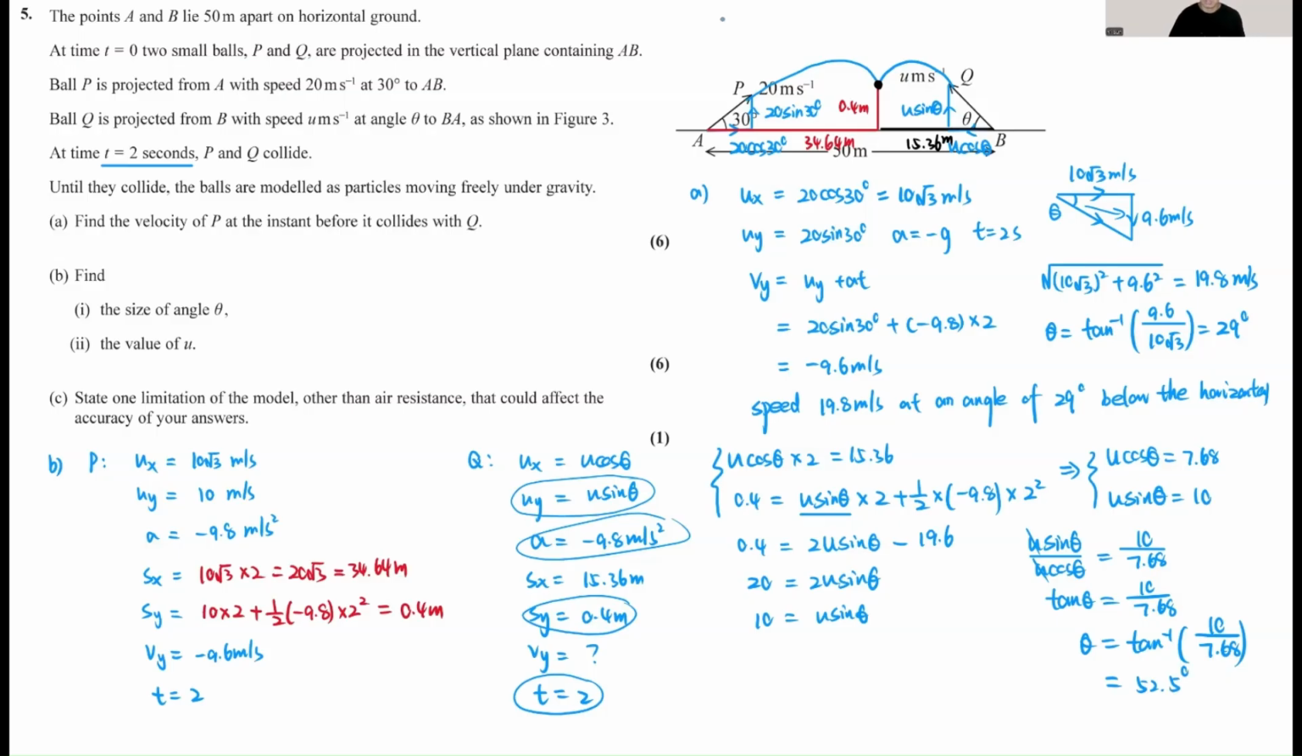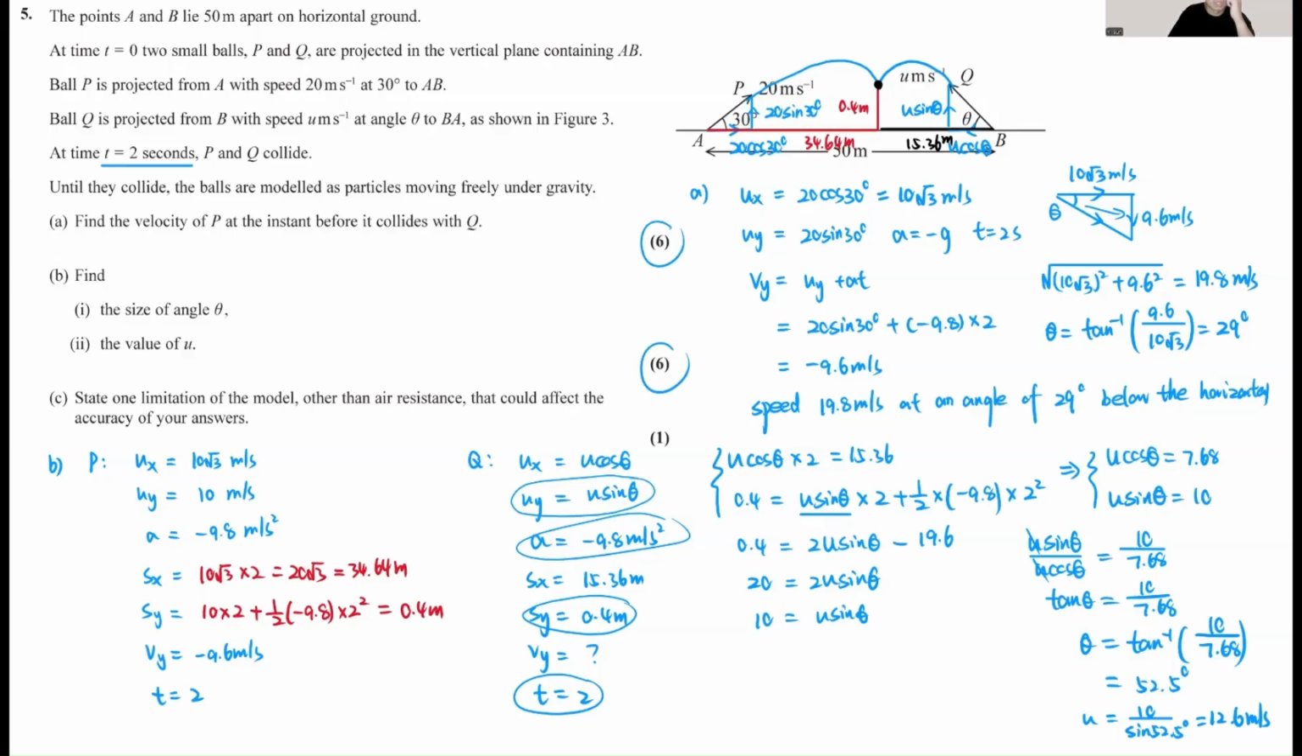And then to work out U, we can just substitute back into any one of them. So I will substitute into U sin theta equals 10. So U sin theta equal to 10, that means U is equal to 10 divided by sin theta, which is sin 52.5 degrees. So put in the calculator, 10 over sin 52.5 degrees, that'll be 12.6 meters per second. Then that will be the answer.